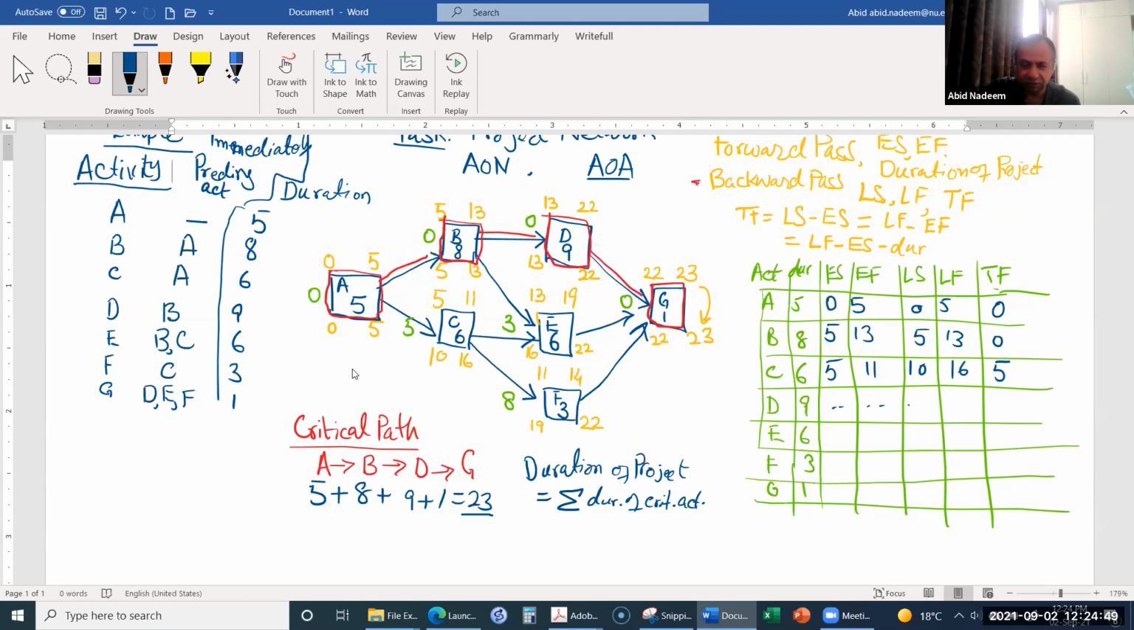So for example, if this activity D, instead of starting at 13, starts at 15. Okay, so if it starts at 15, then I have written 15 over here. 15 plus 9, it will be 24. And then the next activity will also start at 24, and then it will finish at 25. So the project will be delayed by 2 time intervals if I delay any of these activities.